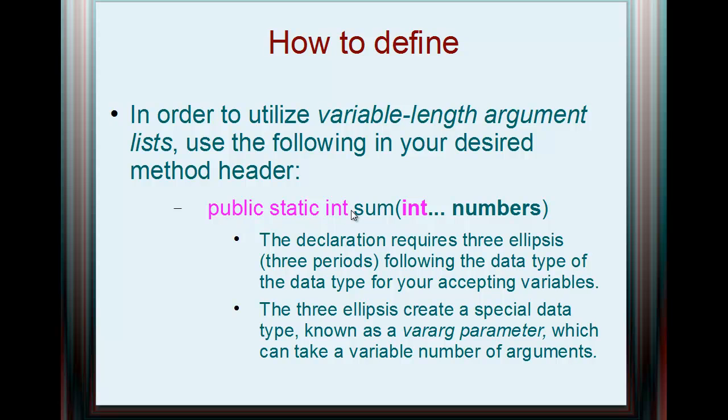In order to utilize a variable length argument list, use the following in your desired method header. Have your regular definition of your method, public or private, static or not, your data type, and then the method name. But when you want to use the variable length argument list, have your data type followed by three ellipses, and then the name of the variable you're going to use in your method. The declaration requires three ellipses, three periods, following the data type of your accepting variables. The three ellipses create a special data type known as a var parameter, which takes a variable number of arguments.